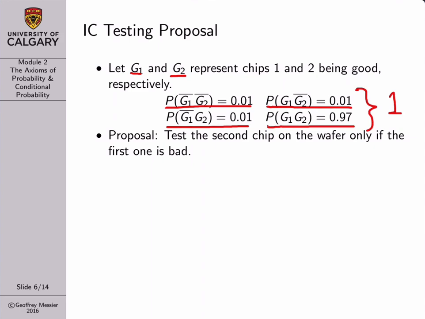However, there's some risk here, right? Because if the first chip is good, we're sending out the second chip without testing. And so we want to evaluate our risk. First of all, does this scheme improve the probability that our testers are going to find a problem? So if the first chip is bad, is it really more likely that the second chip is going to be bad? That's one of the things that we can ask ourselves.